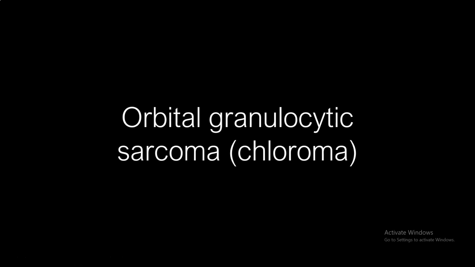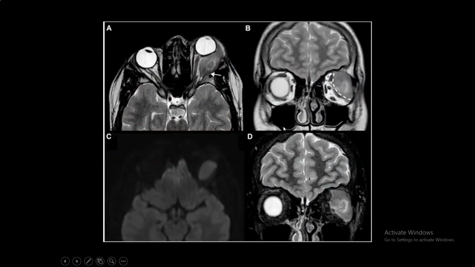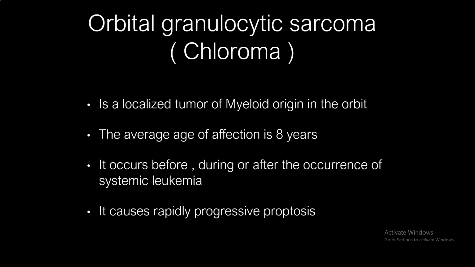Orbital granulocytic sarcoma, what we call the chloroma. You should know about it because we can see it in life, and it is in children with leukemia. What they call a leukemic deposit is actually a localized form of leukemia of myeloid origin in the orbit. Also, the age of affection is 8 years. So rhabdomyosarcoma, 8 years. Chloroma, orbital granulocytic sarcoma, 8 years. Retinoblastoma, 5 years, and so on. From this, you know the importance of age with orbital tumors.